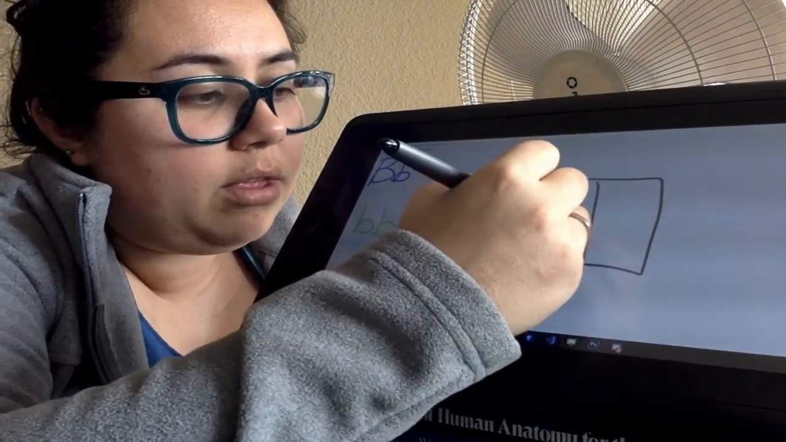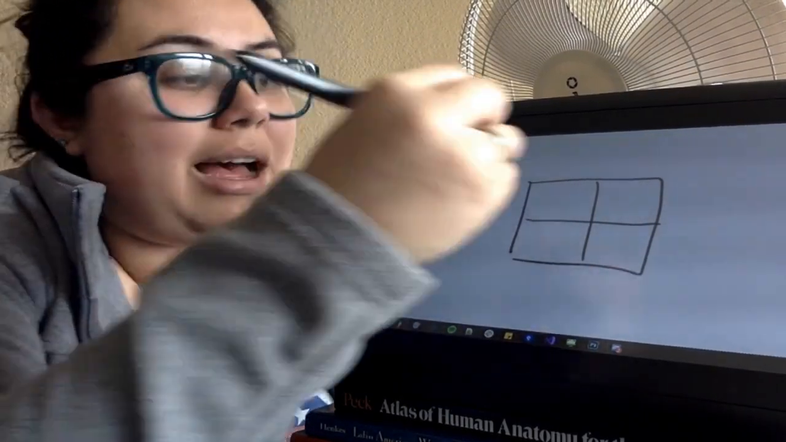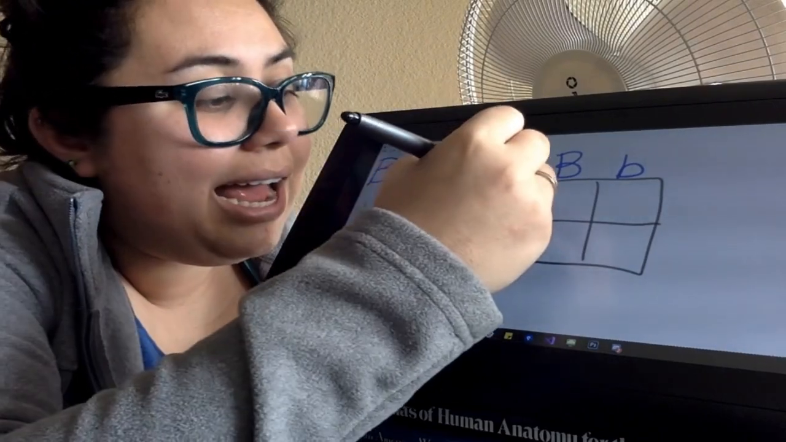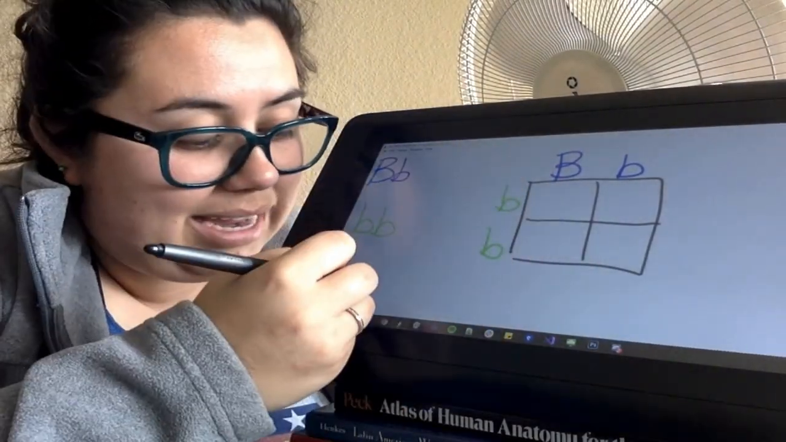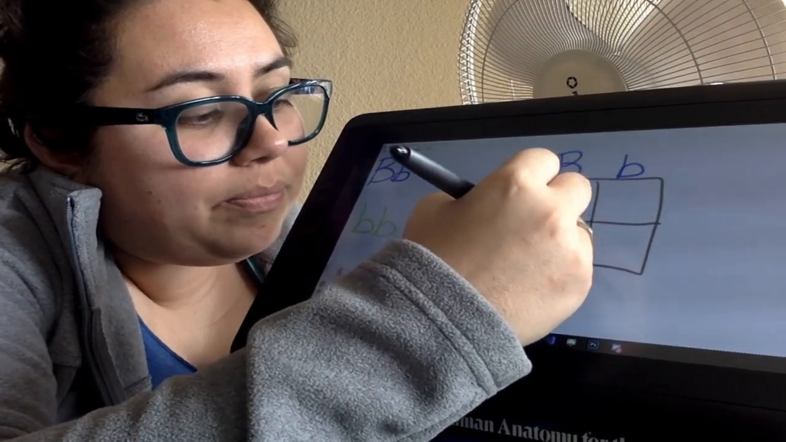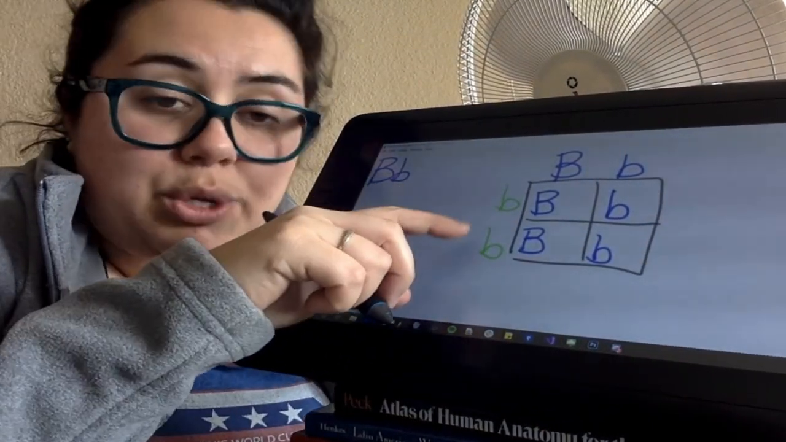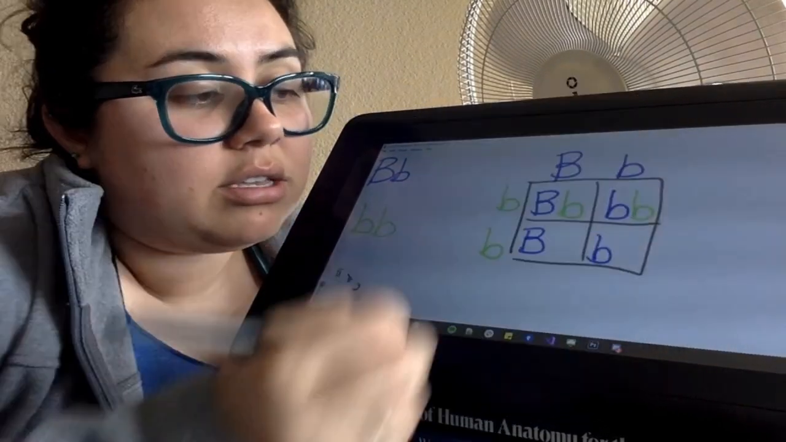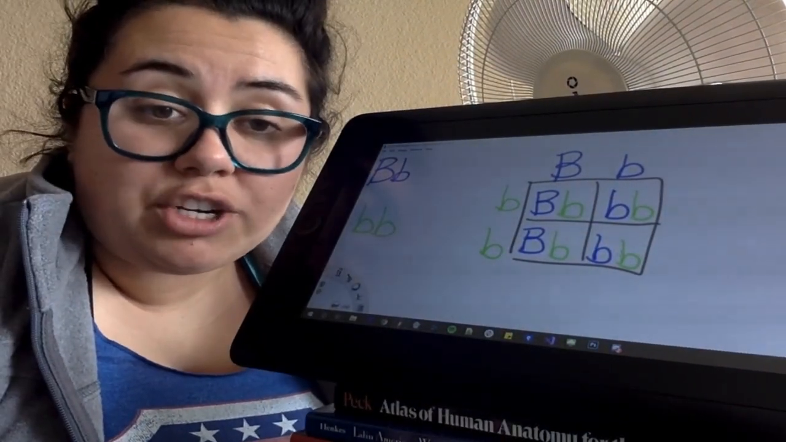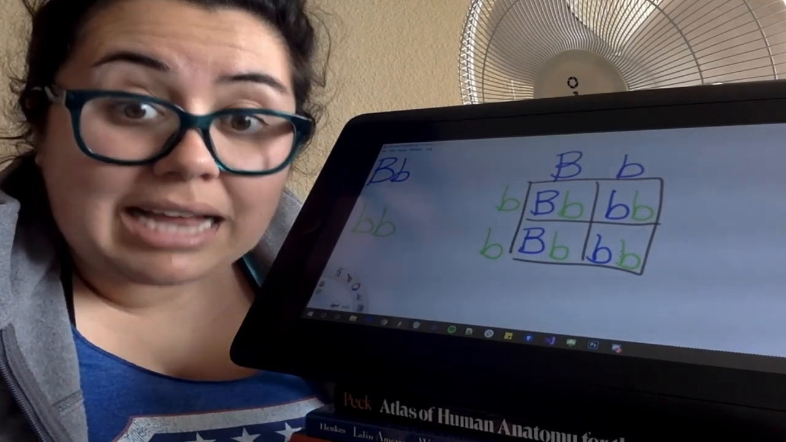There's my Punnett square. Same every single time. Where am I going to put the big B, little b? Up at the top. Where am I going to put my little b, little b? On the side. Same thing every single time, friends. Easy peasy, lemon squeezy. So here we go. I'm going to drop the big B low. Drop the little b low. And now I am going to carry my B's across. And that's what your third Punnett square should have looked like. Are you guys starting to get the hang of this? It's actually pretty simple once you do a few of them. All right, time to do the last Punnett square. Here we go.